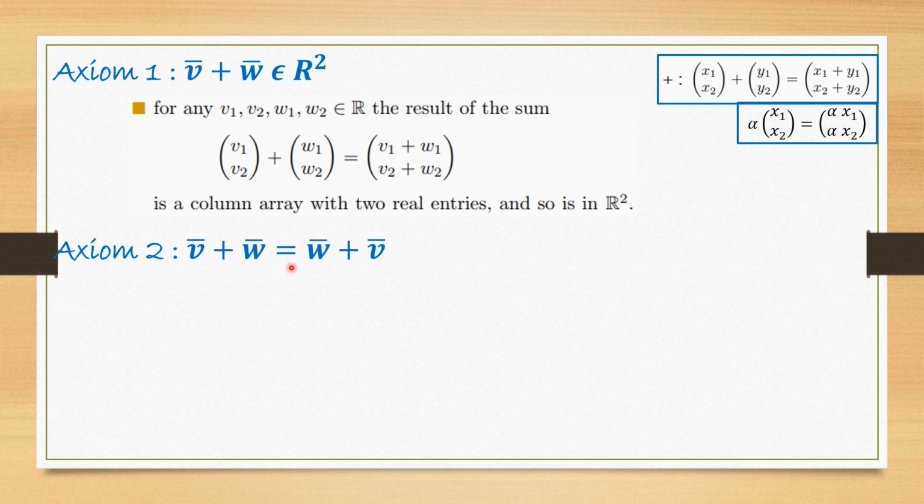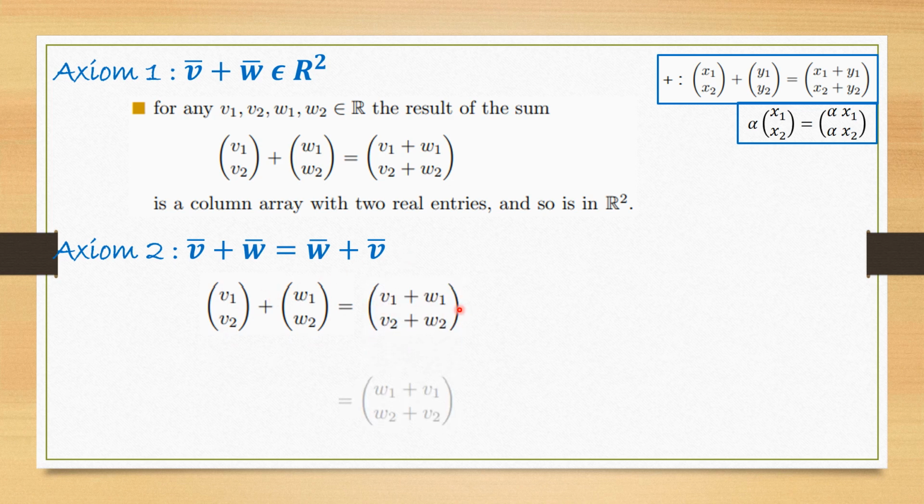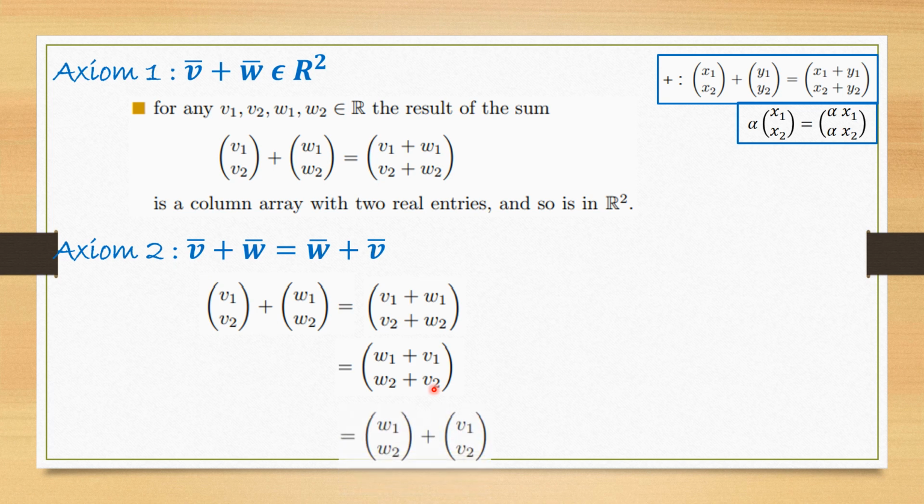Axiom 2. V vector plus W vector equal to W vector plus V vector. So we are using the defined vector addition. Since we know R is a vector space, it satisfies all the 10 axioms. I can very well swap V1 plus W1 as W1 plus V1. Similarly, V2 plus W2 as W2 plus V2. Rearranging, we end up with W vector plus V vector. So R2 space is satisfying the axiom 2 under the vector addition defined here and scalar multiplication defined here.